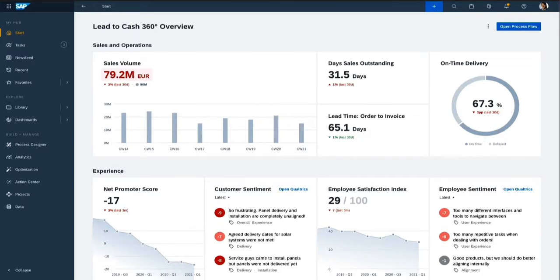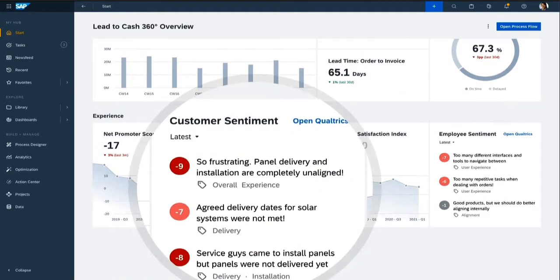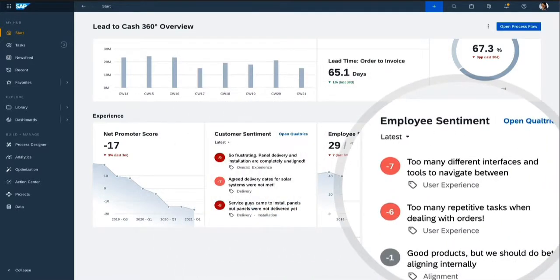On the top, I see a decreasing trend of our sales volume. I use Qualtrics for measuring customer and employee satisfaction. Unfortunately, I see negative comments from customers complaining about panel delivery and installation being misaligned. But also from our employees, I see comments about the internal misalignments.